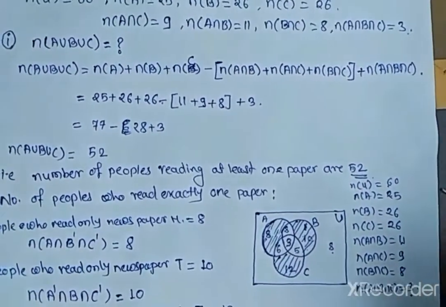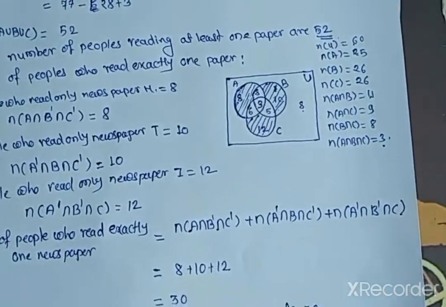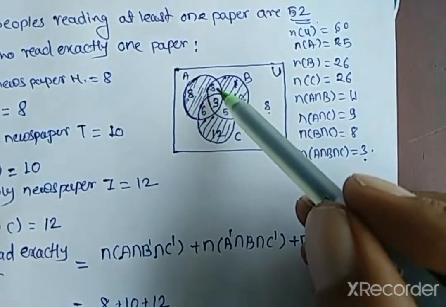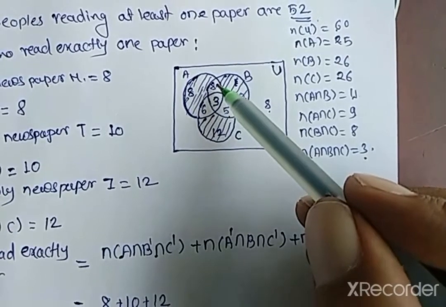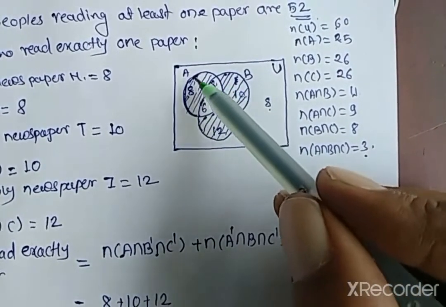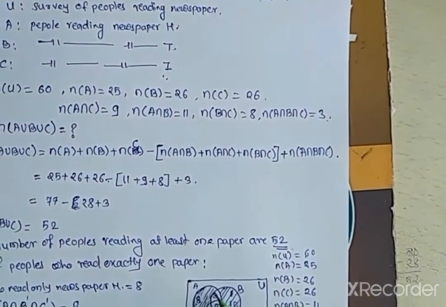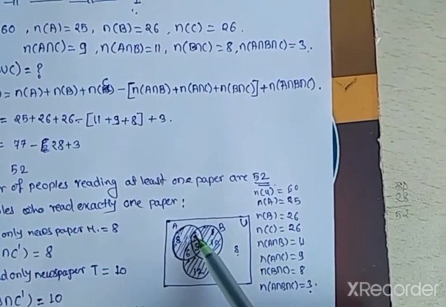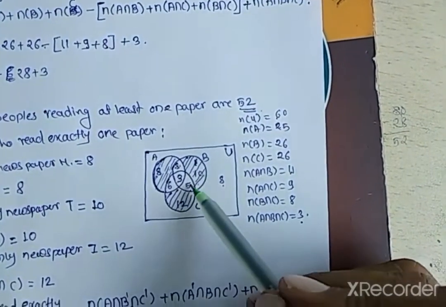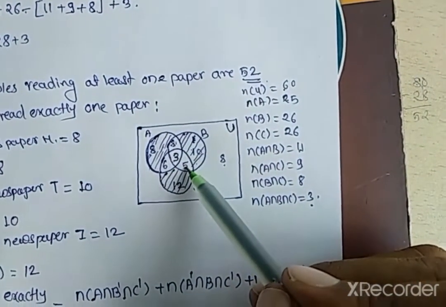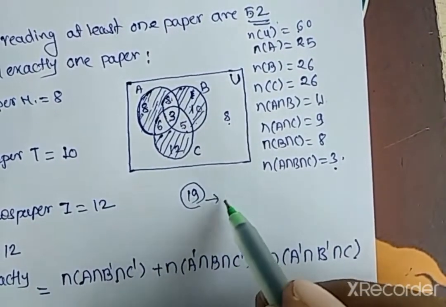In this example, we can also find the number of people who read exactly two papers only. Okay, for that we have to add 8 plus 6 plus 5. Number of people who read exactly two newspapers: H and T will be 8, H and I will be 6, and T and I will be 5. So 8 plus 6 plus 5, which is 14 plus 5, 19. 19 people read exactly two papers.